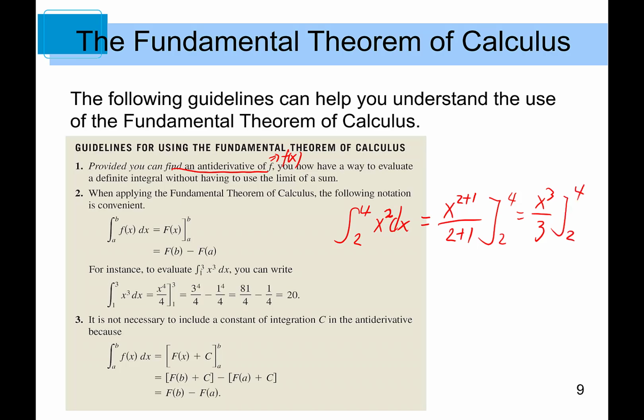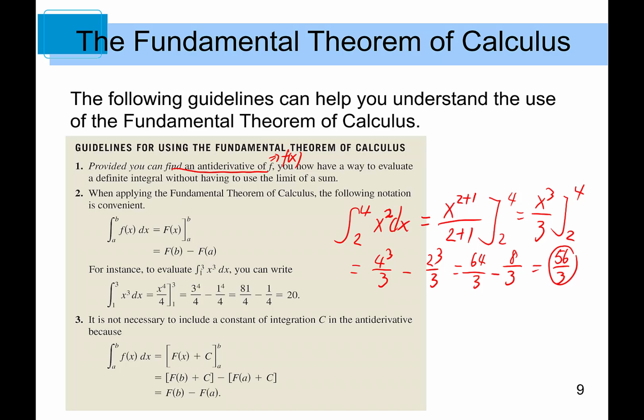Now we're going to plug in 4 first. We get 4 cubed over 3 minus 2 cubed over 3. 4 cubed is 64 over 3, minus 2 cubed is 8 over 3. 64 minus 8 is 56 over 3. So the answer turned out to be 56 over 3. So that's the area under the curve.